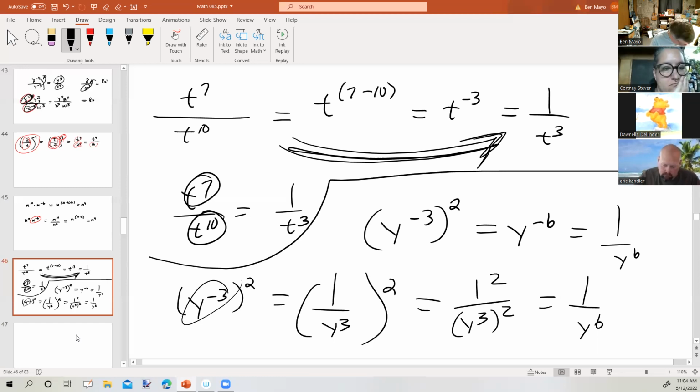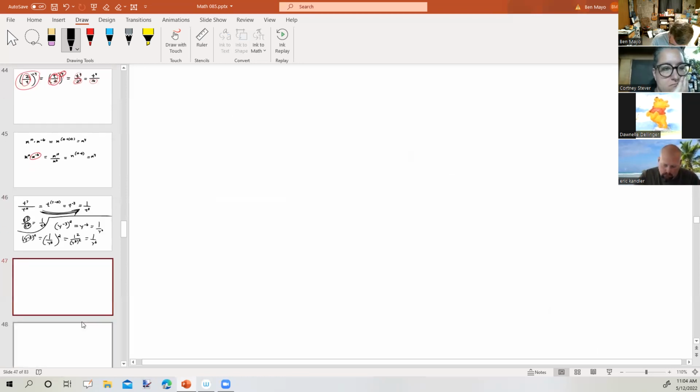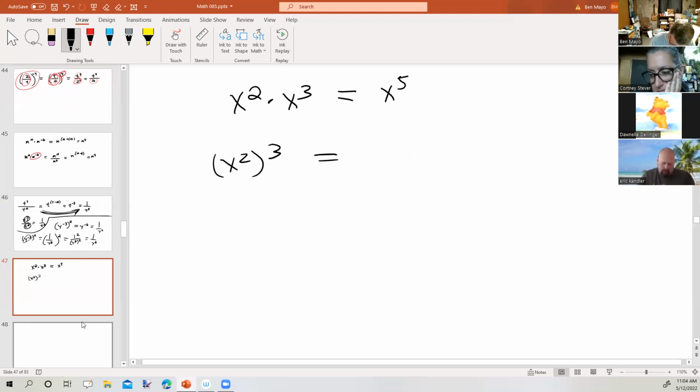Okay, what about this scenario? X squared times x cubed. What would that be? X to the 5th. All right, x squared cubed. What would that be? X to the 6th. Excellent.